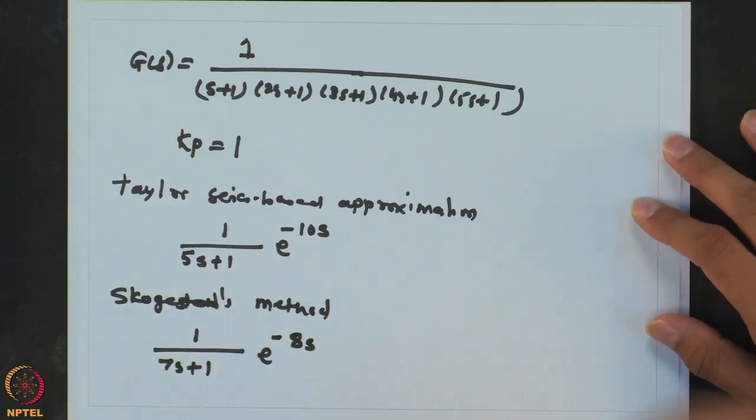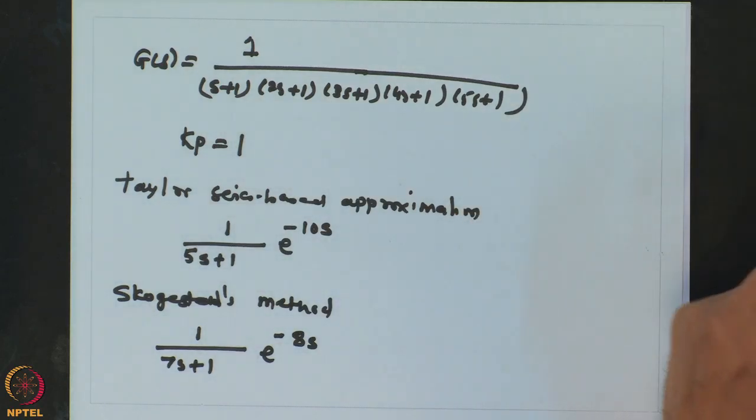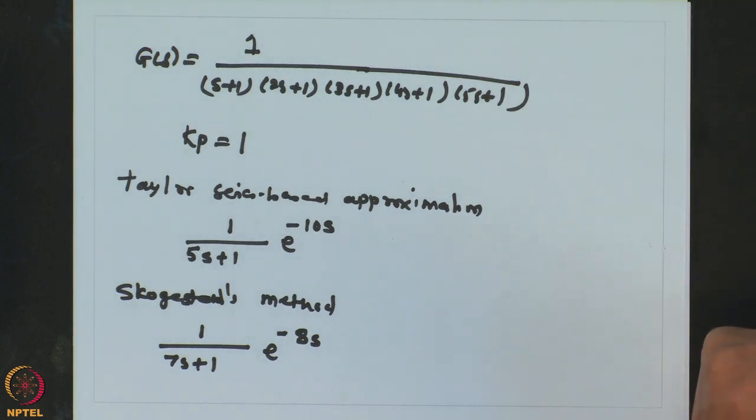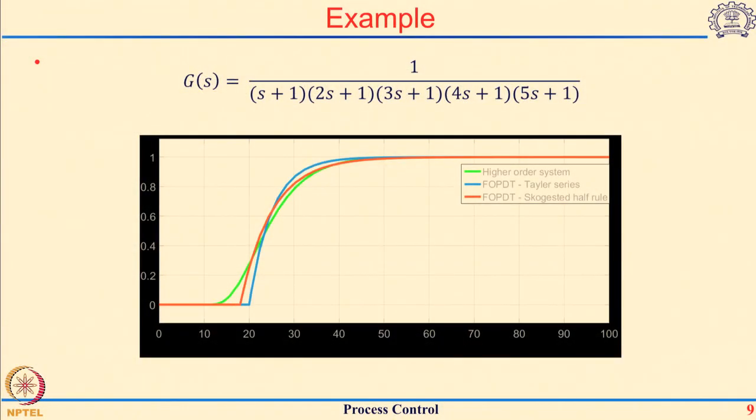So both these are approximations for this transfer function, and if we plot a step response of this particular transfer function, you can see the response shown here. The green line represents the actual response where the step change was given at time t equal to 10, and you can see that both these models approximate the behavior with a good match. You can see that the red line is closer to the real response, and that corresponds to Skogestad's rule. It's a more empirical method which was developed by Professor Skogestad, and by taking the second dominant lag and increasing the tau, while reducing the dead time, it is able to match the response in a much better way.